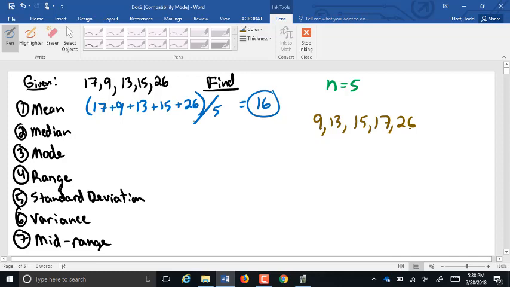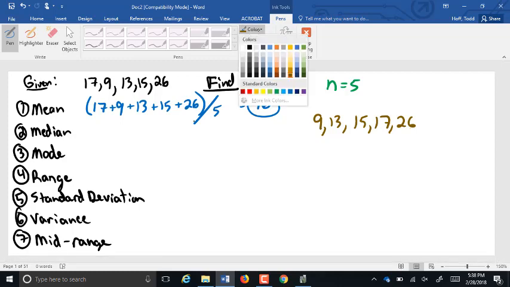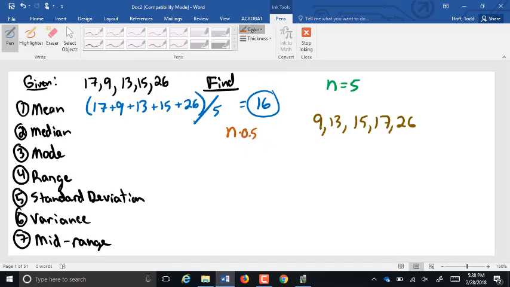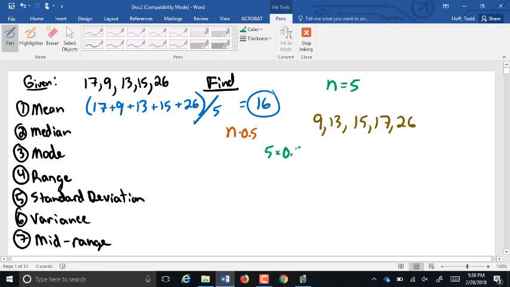So you go 9, 13, 15, 17, 26. Then what do we do? Find the location of the median. So it's going to be n times 0.5 or n times 1/2. Well, n is 5. 5 times 0.5 is 2.5.